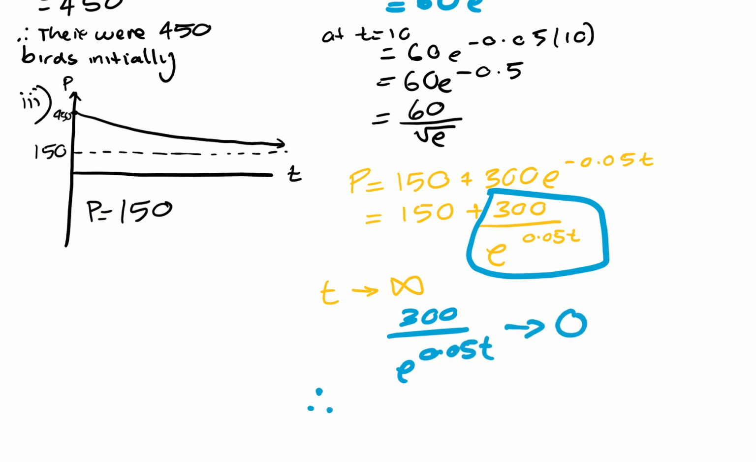So therefore, if that entire thing is going towards 0, then the population is going to head towards 150 plus 0, which is just 150. Depends what type of learner you are. If you're a more algebraic style learner, maybe that is the better way to go. But if you visualize things and you like to understand the process in a visual way, the graph might be your best bet.